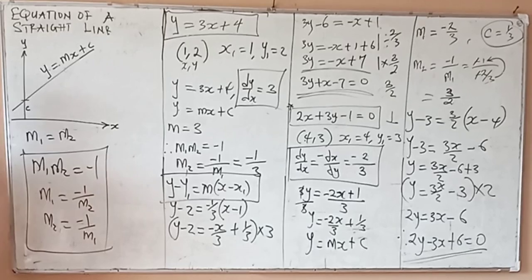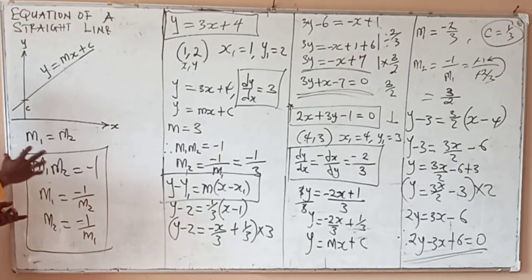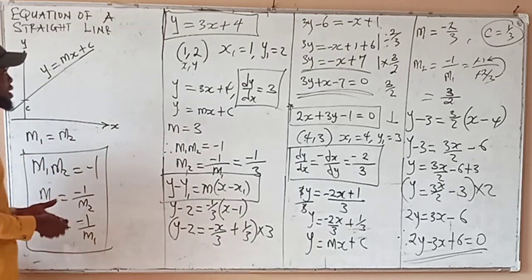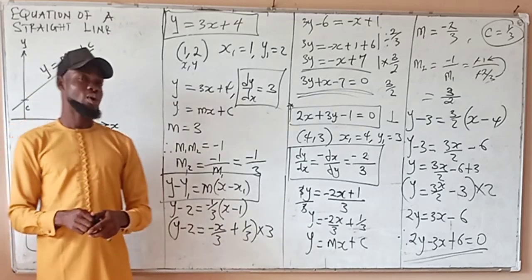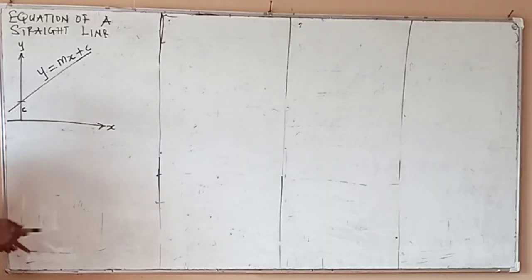So now let's look at the equation of a straight line which is parallel to a line. Because we have been doing perpendicular, let's look at the parallel case and other aspects of the equation of a straight line before we go. Alright, let's look at this.